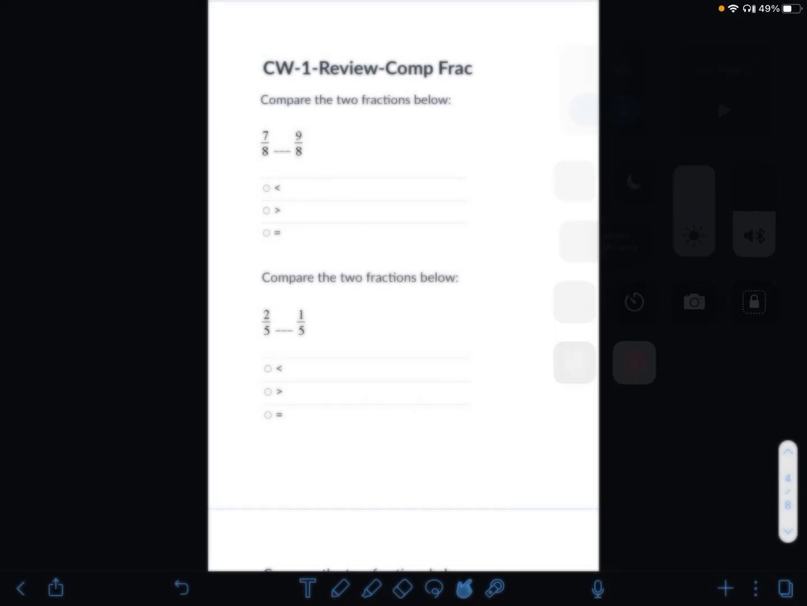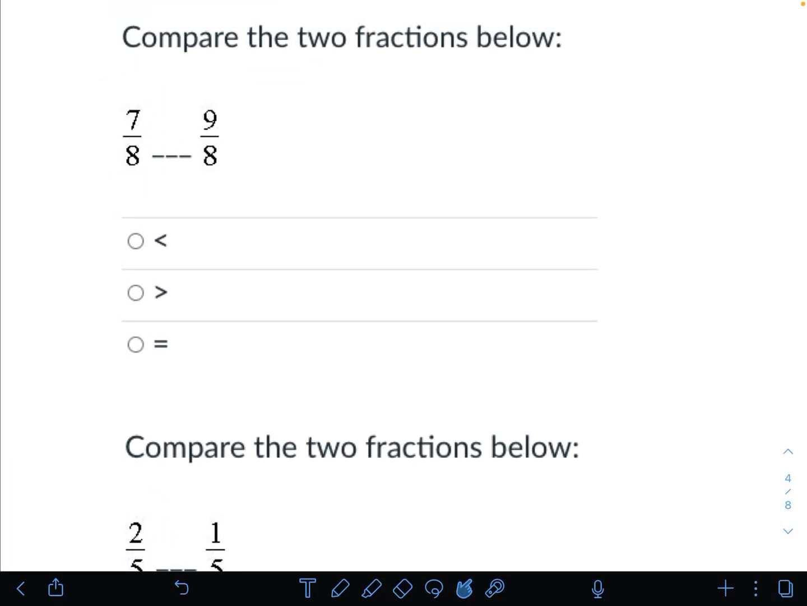All right, now let's take a look at comparing some fractions. Some of these you may get like that. Some of these you may have to think a little bit. That's okay. I'm just going to model them with you as you go. You can always pause, rewind, fast forward, whatever you need for this, okay?